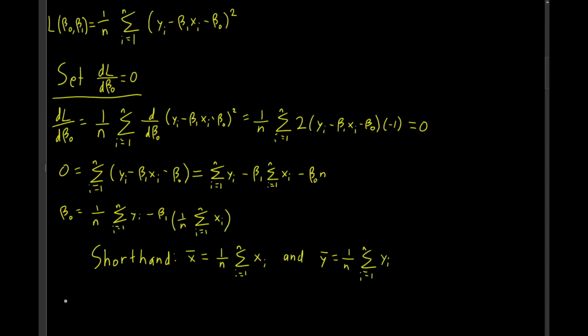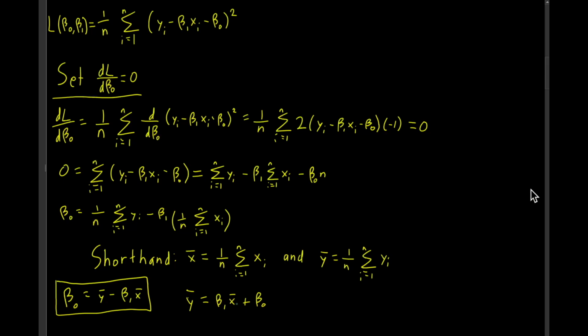Now we can cleanly rewrite our equation for beta 0 as beta 0 equals y bar minus beta 1 x bar. In other words, y bar equals beta 1 x bar plus beta 0. This is just a linear equation. Specifically, it means the best fit line passes through x bar, y bar, which is the average point, or in other words, the centroid or the center of mass.